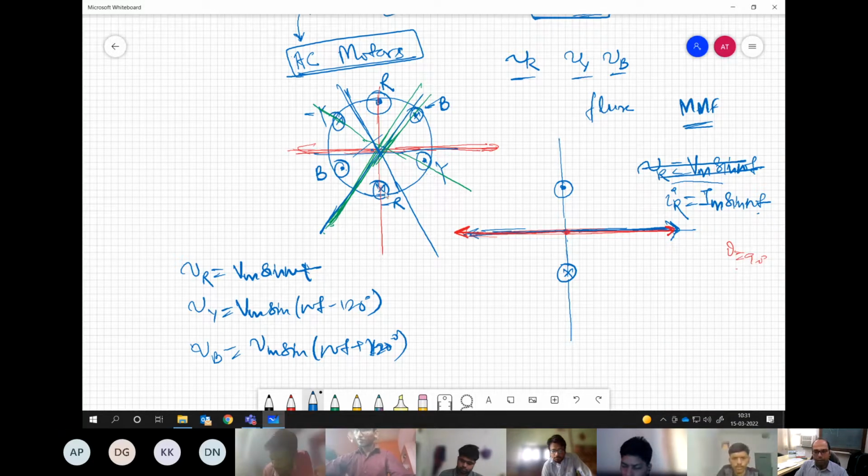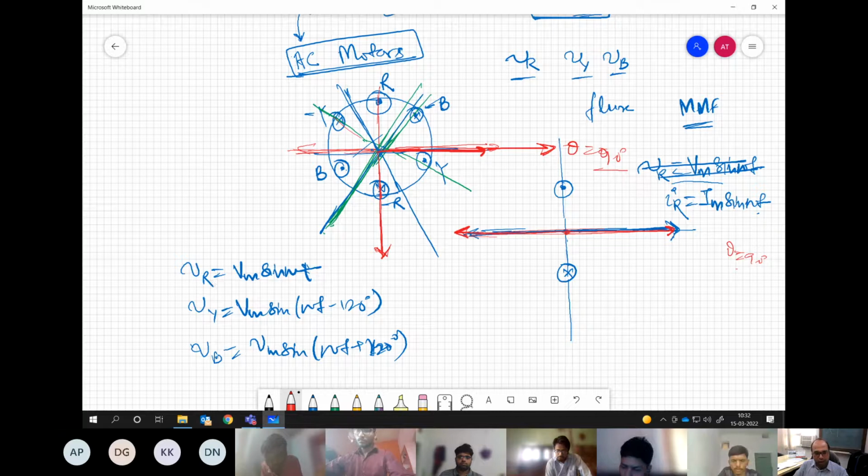For example, at theta equal to 90 degrees, R will be maximum, so you will have maximum flux along this axis. And similarly, Y and B will also have their contributions. Altogether, the resultant, if you check the previous lecture, will appear over here for the case of theta equal to 90 degrees. Similarly, you check for other angles, say for example theta equal to 0, where the resultant flux will appear somewhere.